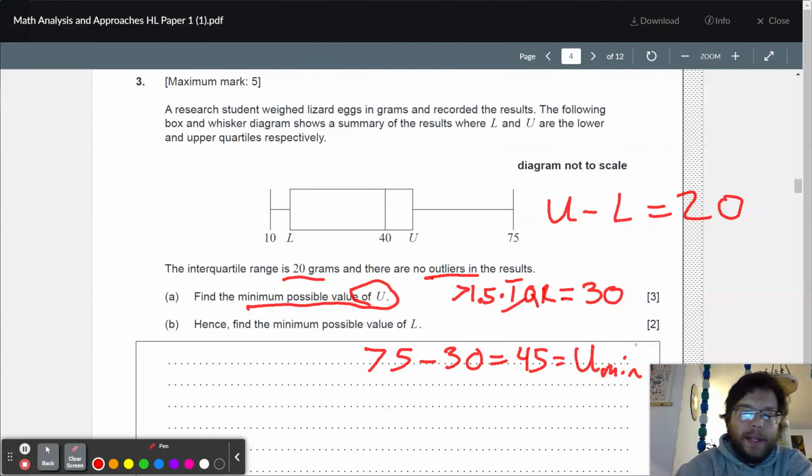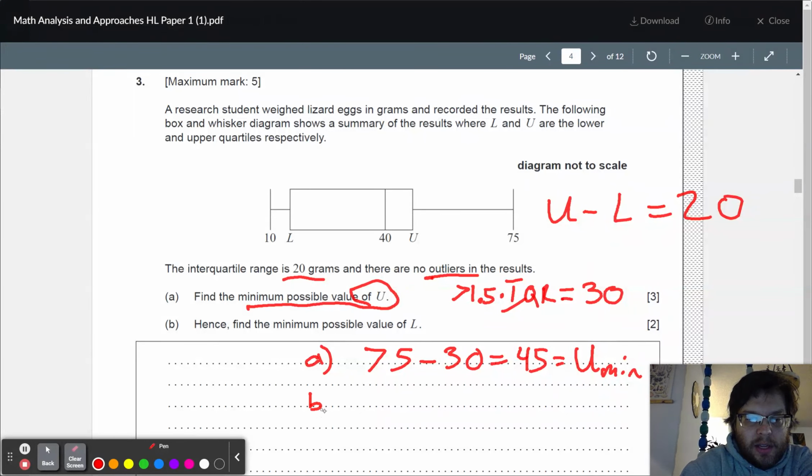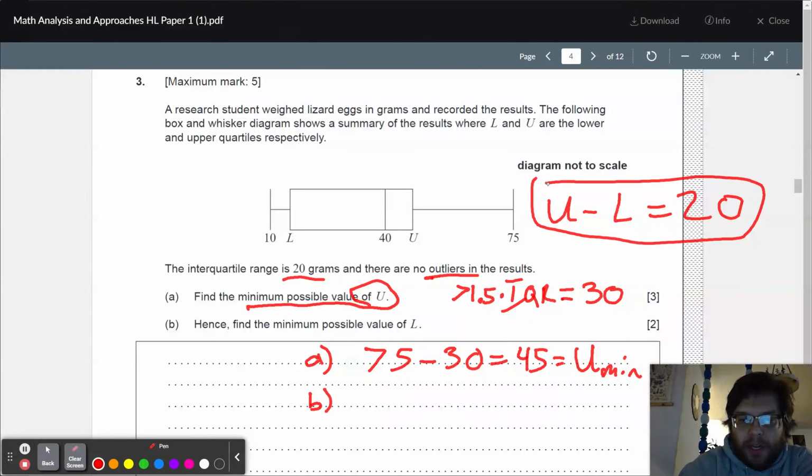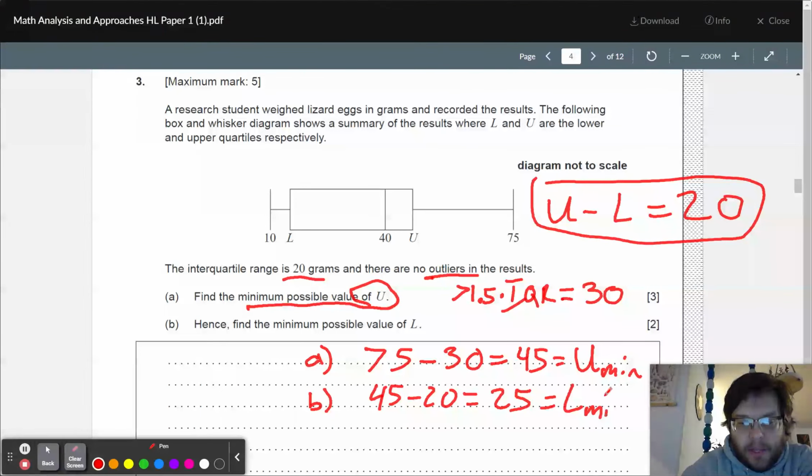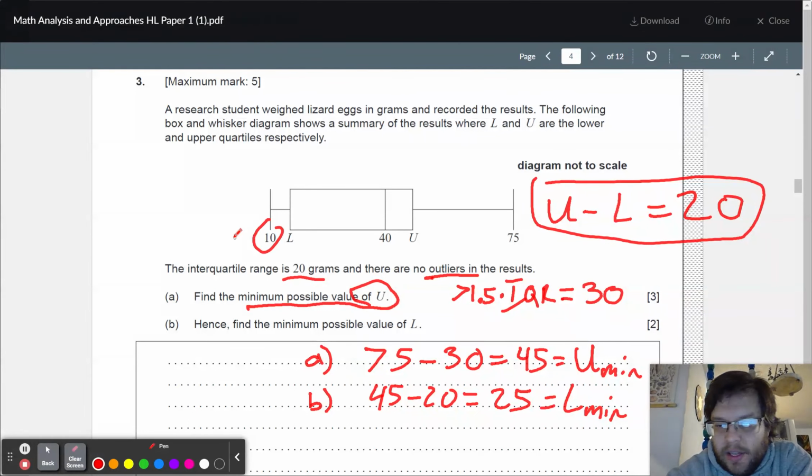Okay. That's part A. Part B talks about the minimum possible value of L. Well, I know that U minus L is 20. So if 45 is the smallest U value, then 45 minus 20, which is 25, is the minimum value of L. Okay. And let's just double check that that doesn't break our outlier idea, and it's fine because 25 and the lowest value of 10 are closer together than 1.5 IQR, which is 30.